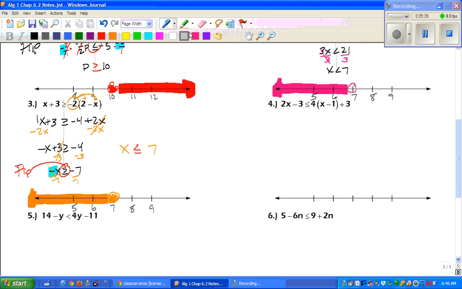Okay, next one. Go ahead and draw the line down the middle. Now on the left side, there's nothing that needs to be done. But on the right side, we have to distribute that 4.